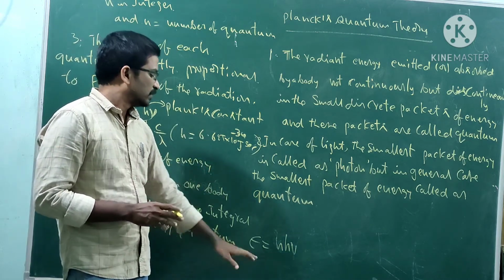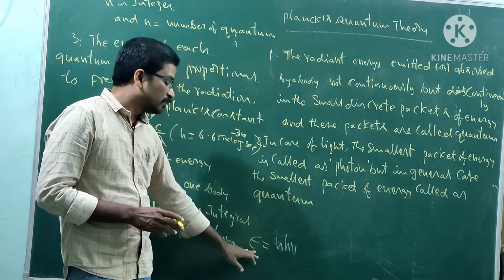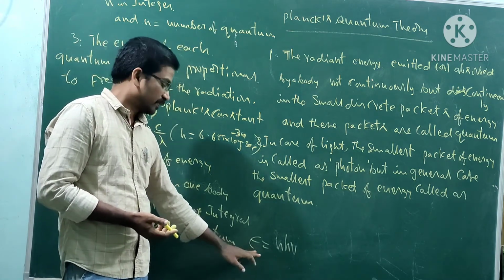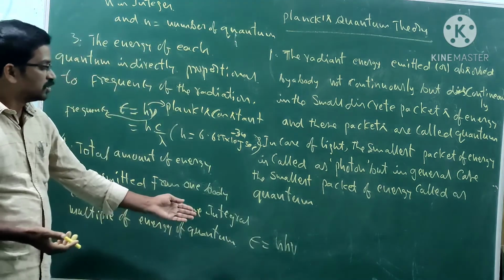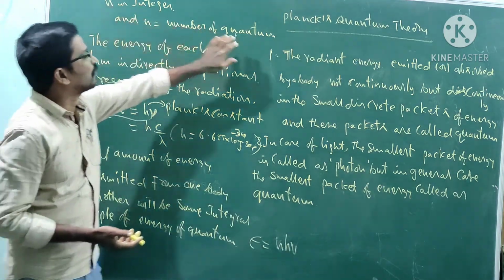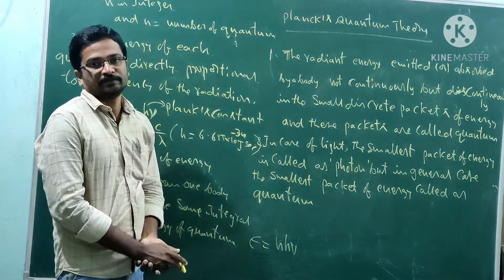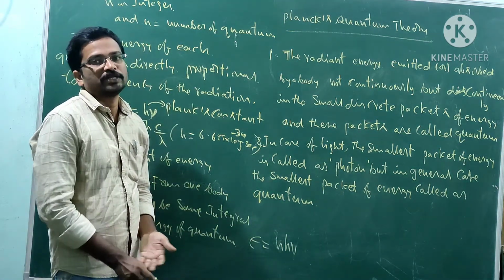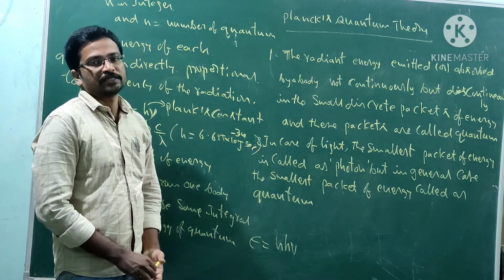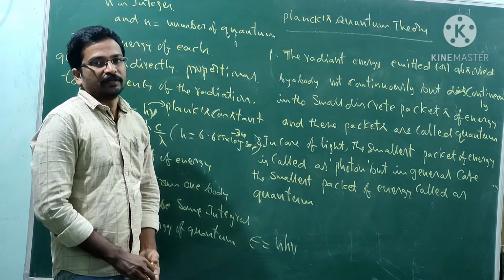For the total amount of radiation emitted, there are a number of quantums present. In this way E is equal to n h nu, where n is an integer and n is the number of quanta. This is the way you can understand this concept better.